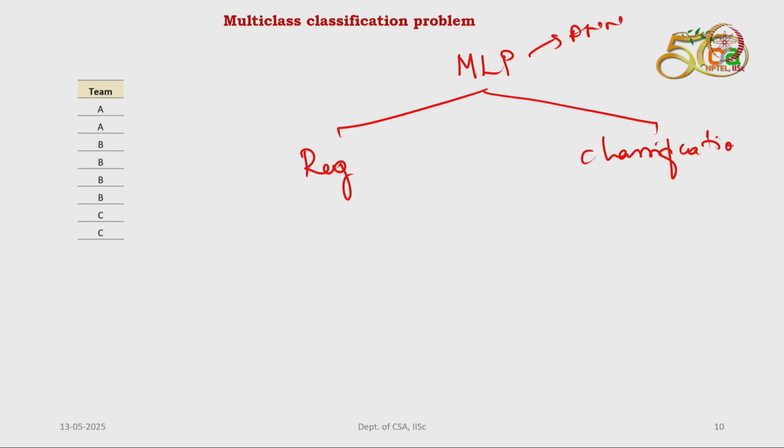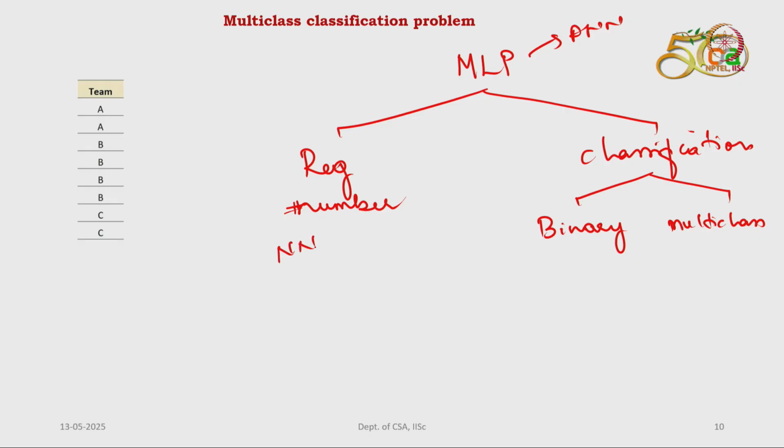Now, what exactly is a regression problem? A regression problem is one where you are predicting a number. Whereas in classification, there are predefined classes, and you are going to put your instance into one of the classes. Next, under classification you have two types. What are those? You have binary classification and multi-class classification.